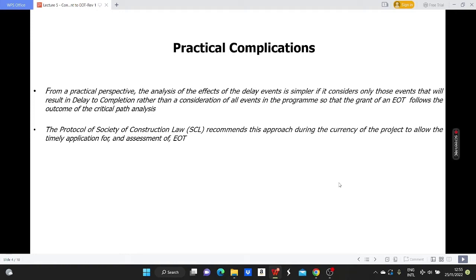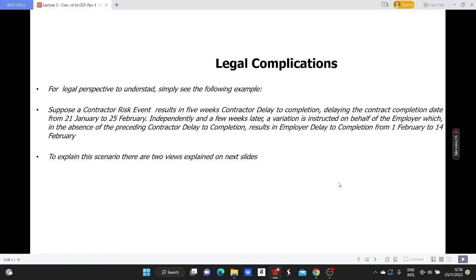Practical complication. From a practical perspective, the analysis of the effects of the delay events is simpler if it considers only those events that will result in delay to completion, rather than a consideration of all events in the program, so that the grant of an EOT follows the outcome of the critical path analysis. The Protocol of the Society of Construction Law recommends this approach during the concurrency of the project to allow the timely application for an assessment of EOT.